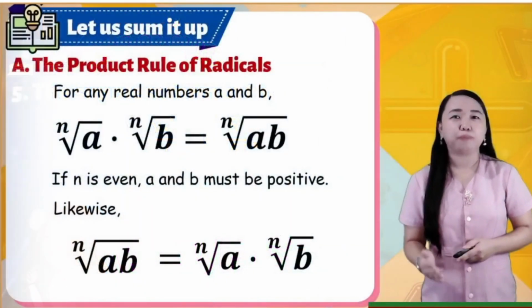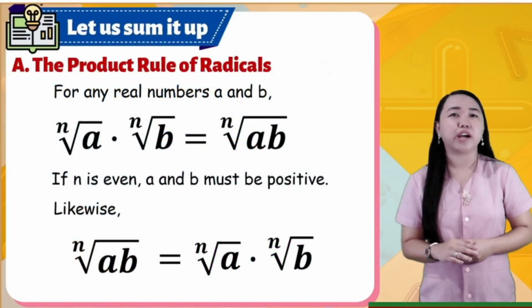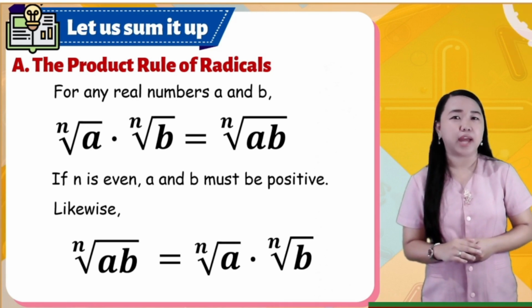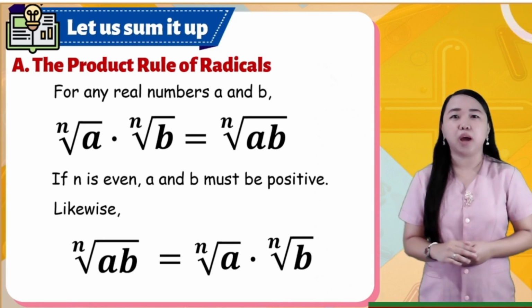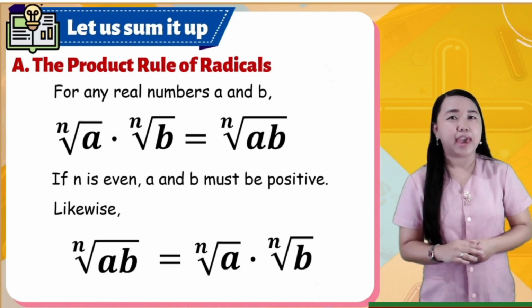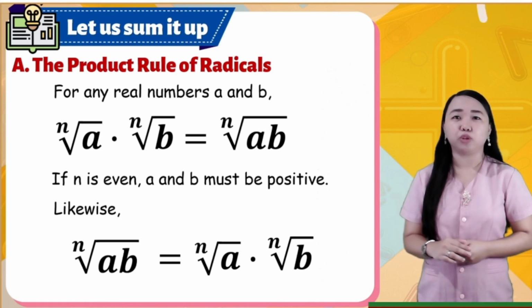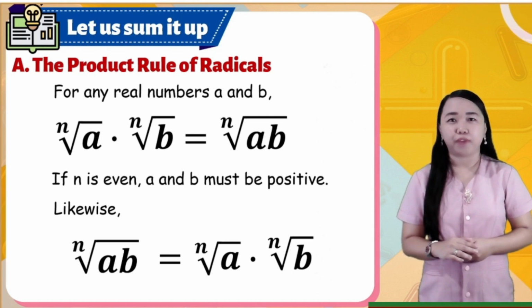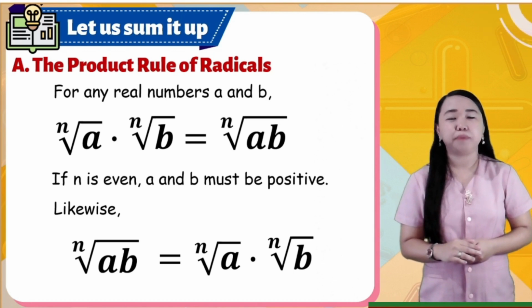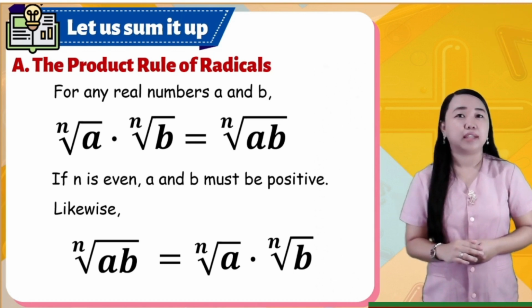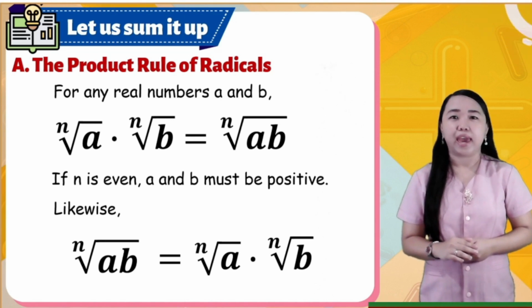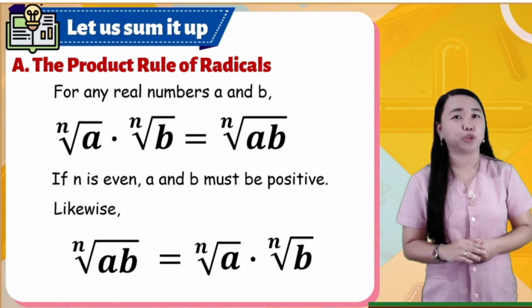To sum up today's lesson, here are some points to remember. The product rule of radicals. For any real numbers a and b, nth root of a times nth root of b is equal to nth root of ab. If n is even, a and b must be positive. Likewise, nth root of ab is equal to nth root of a times nth root of b.